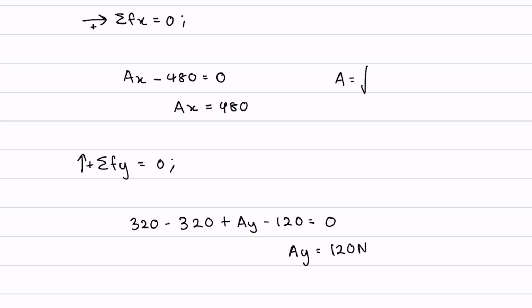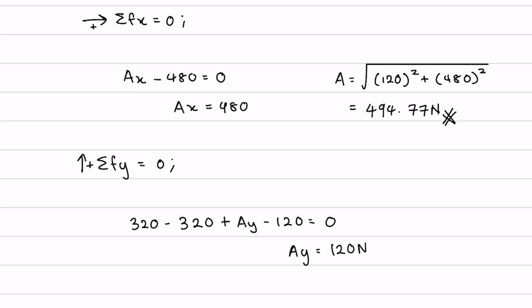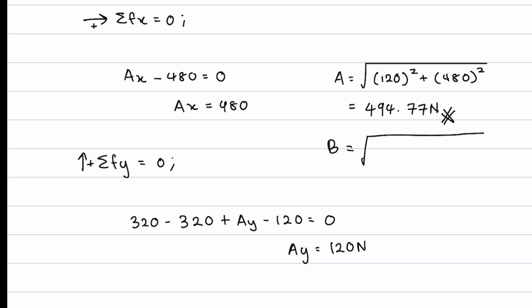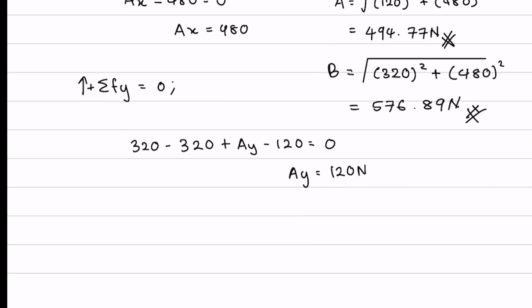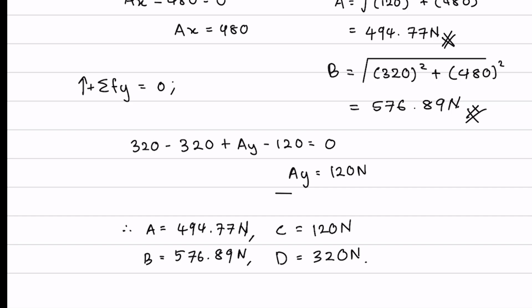After that, you have to find the resultant force for each component. For A, we have the square root of 120 squared plus 480 squared, which gives 494.77 newtons. For component B, we have the square root of 320 squared plus 480 squared, which equals 576.89 newtons. In conclusion, we have A as 494.77, B 576.89, C 120, and D at 320 newtons.